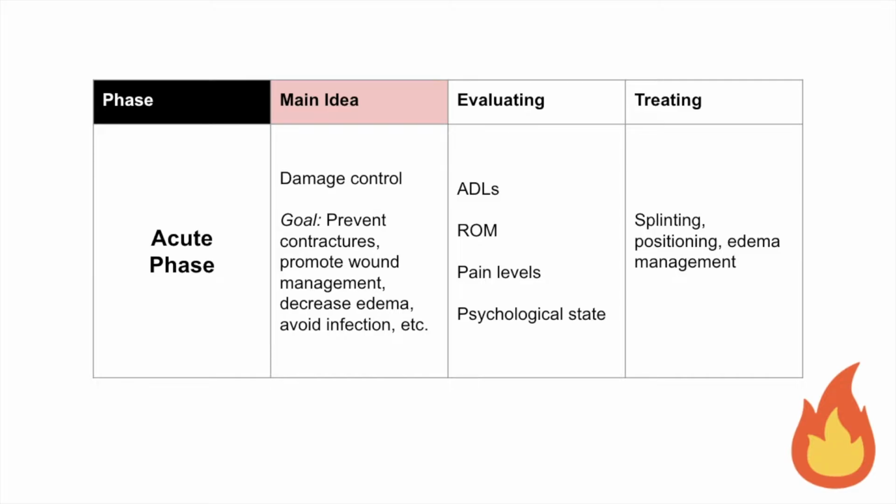For evaluating patients in this phase, you're going to focus on their level of independence with ADLs. You might assess their range of motion, their pain levels, as well as their psychological state, because they just had a major trauma, right? They could be very distressed, especially if they're in a lot of pain. And for treatment, it's going to be focused around splinting, positioning, and edema management.